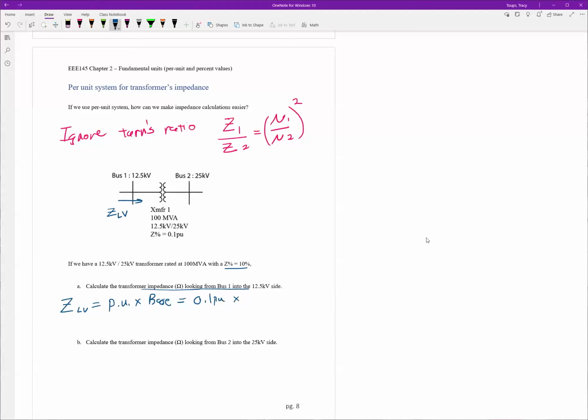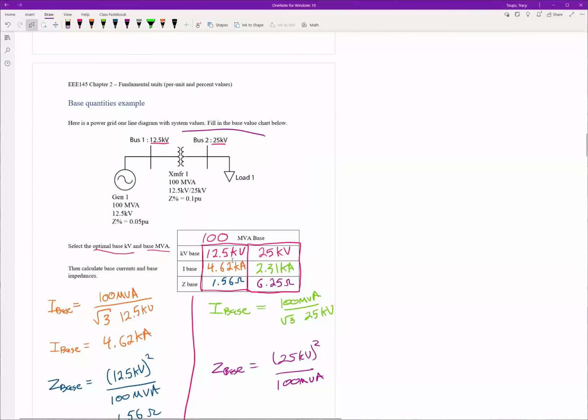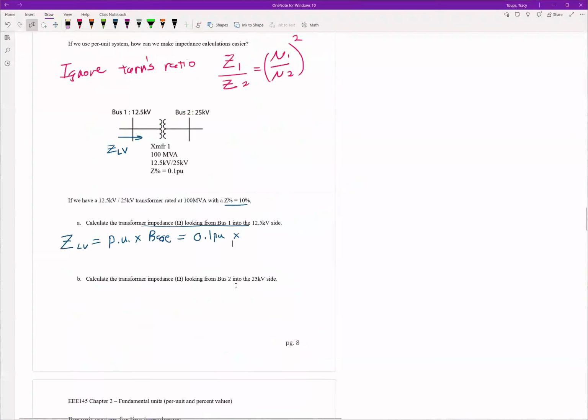What's my base value? Rosetta Stone time. 12.5 kV. Let's go up here. 12.5 kV column, Z base, 1.56 ohms. So let's bring it back down here. 1.56. Let's number crunch that. That's going to be 0.16 ohms. So when we're looking in from the low voltage side, this transformer impedance is going to be measured at 0.16 ohms.